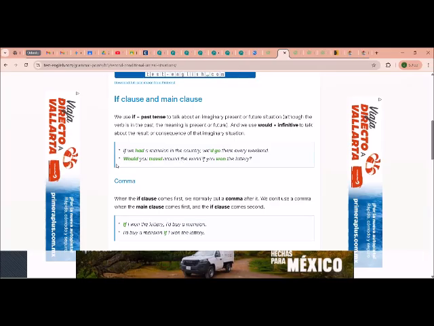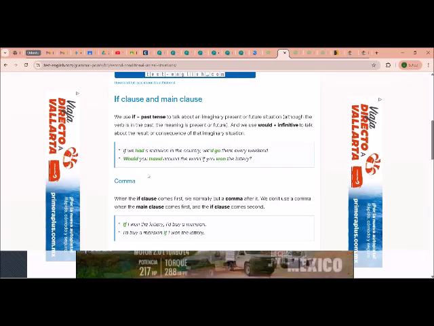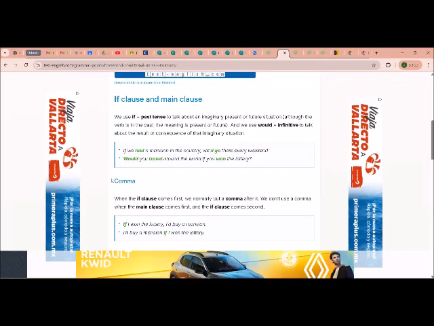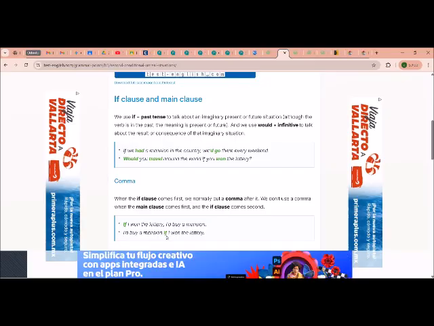Good. Now, here we're going to be using our commas just as we did with the first conditional. The rule is still the same. If you start with your if clause or your condition, you separate it from the result with a comma. However, you don't need the comma if you start with the main clause first. If the result comes first, then you connect it directly with your if clause. If I won the lottery, I'd buy a mansion. I'd buy a mansion if I won the lottery.